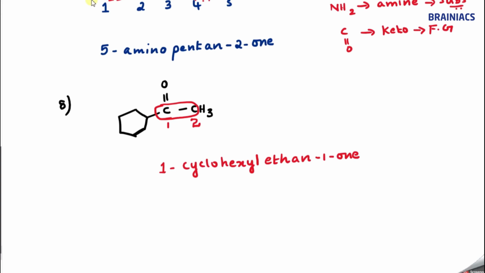Understood? Sometimes they won't say 1. Whenever 1 is there, usually they won't mention that. In that case, the answer is cyclohexylethanone. That is also a correct answer. Okay, so we will go to the next question.